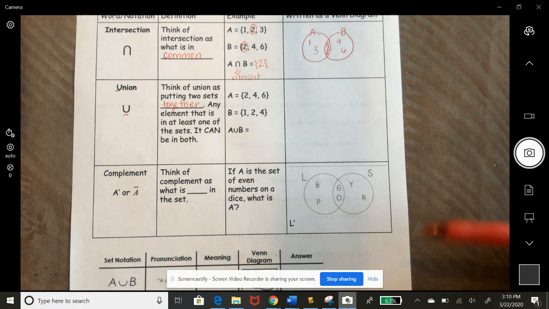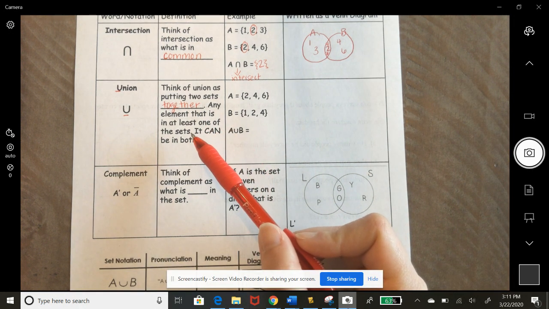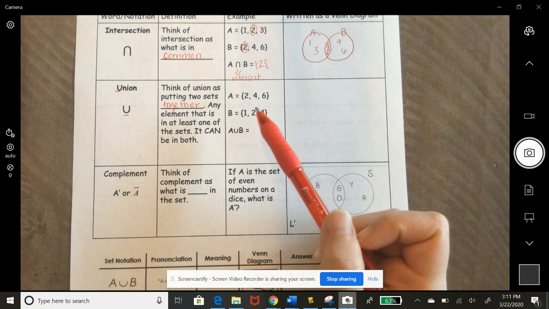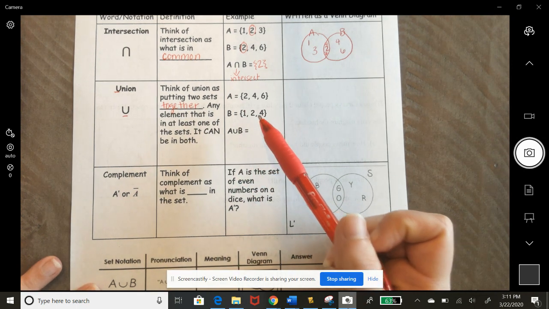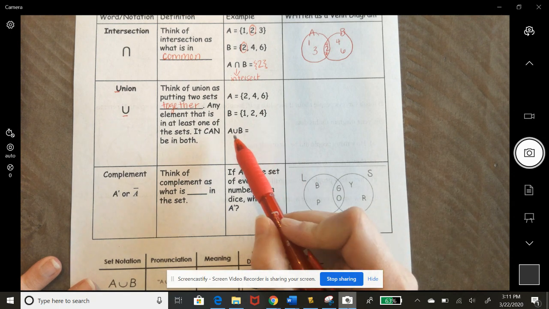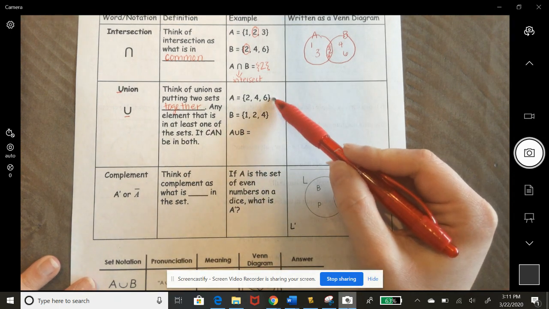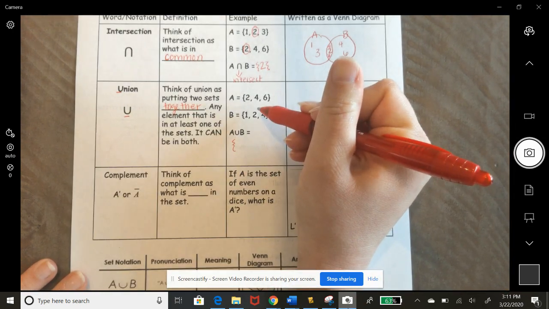It's going to be any element that is in at least one of the sets. The elements can be in both sets, and that's okay. You don't necessarily have to write it down twice because you've already written it one time, but it's allowed to be in both sets. Okay, so if I wanted to find A union B, all I'm doing is writing one set by putting both of these together.